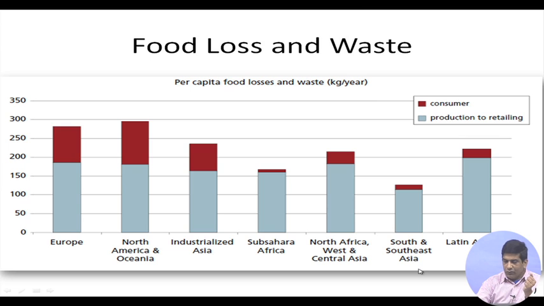In South and Southeast Asia, it's the production and retailing, which our country belongs to in this particular pie chart. We see a lot of damage on the production and retailing side as opposed to the consumer one, which is your maroon in color. The bottom one is the light blue color.